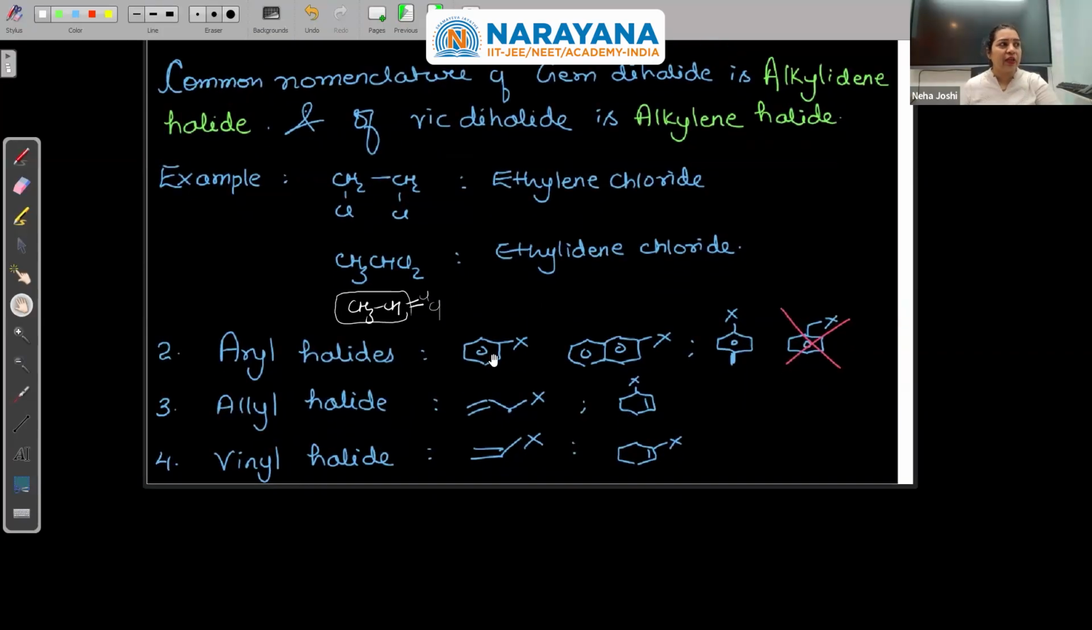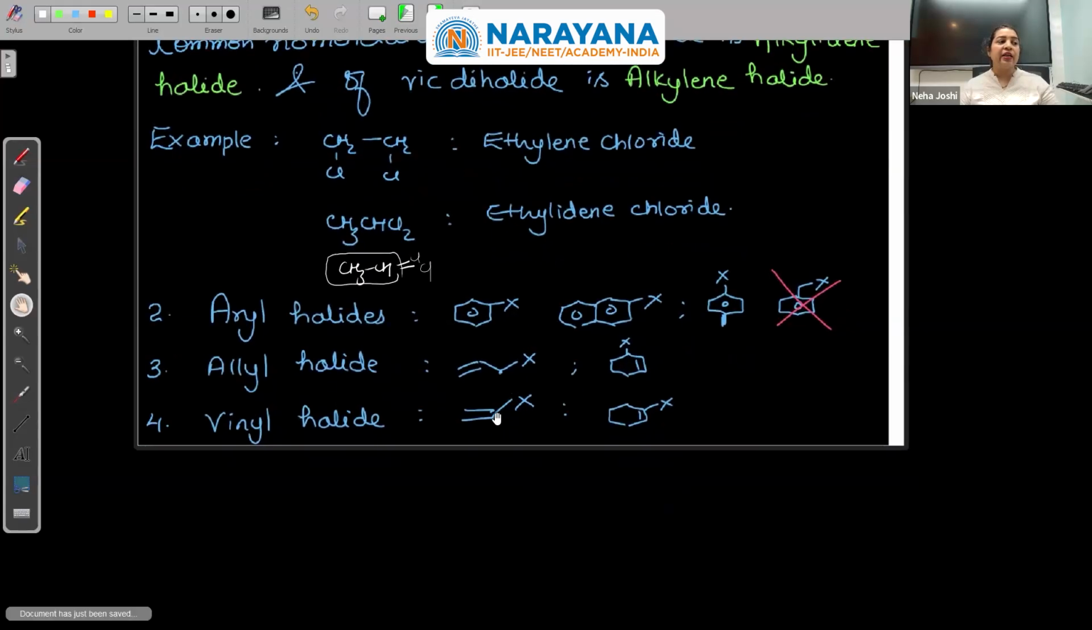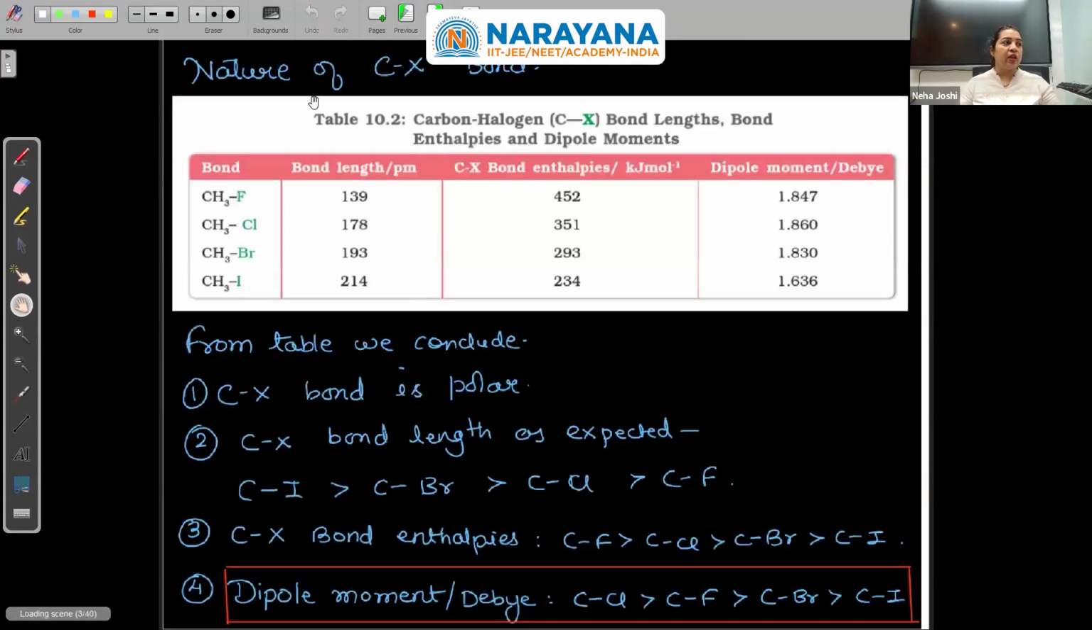Aryl halides, as we have already seen, have a simple direct name. This is not an aryl halide when the carbon next to the ring is sp3 and the halogen is attached to it. Then it is an alkyl halide. Allyl halide has the halogen attached at the allyl position, and vinyl halide has the halogen directly attached at the vinyl position.